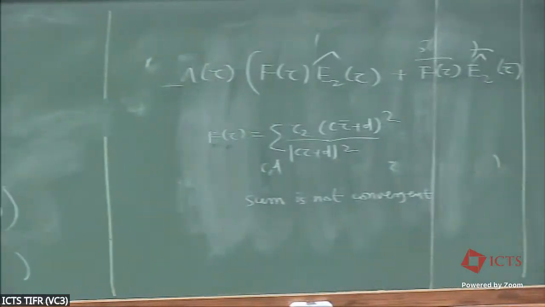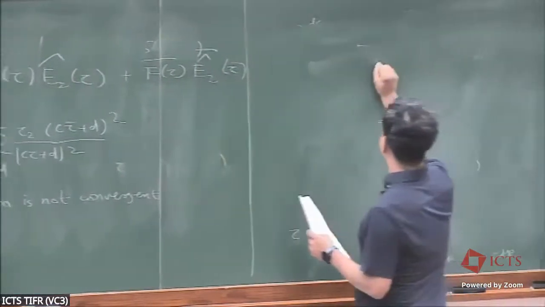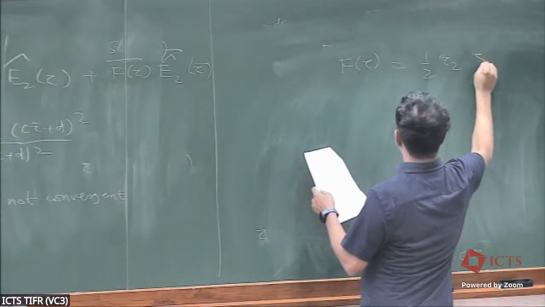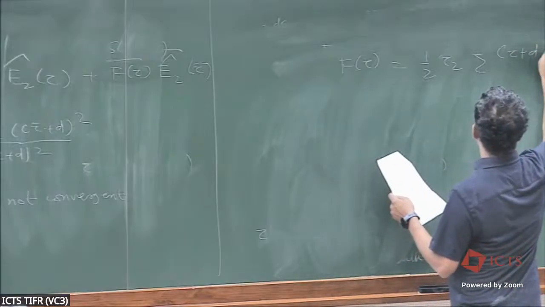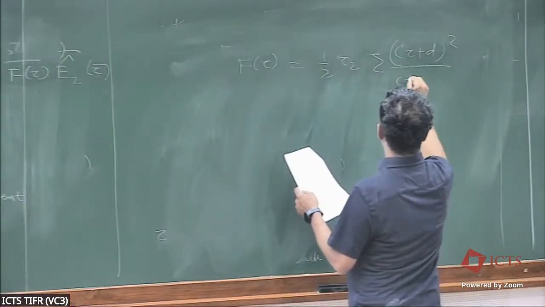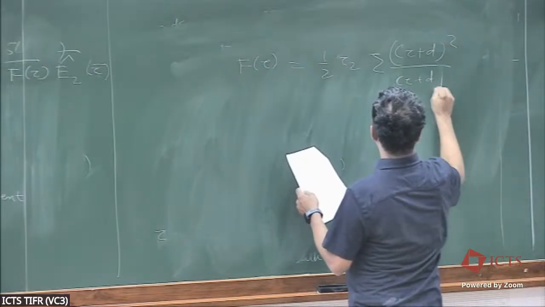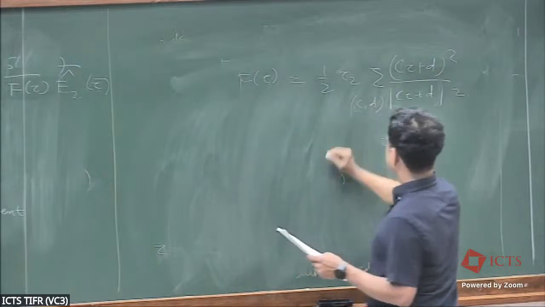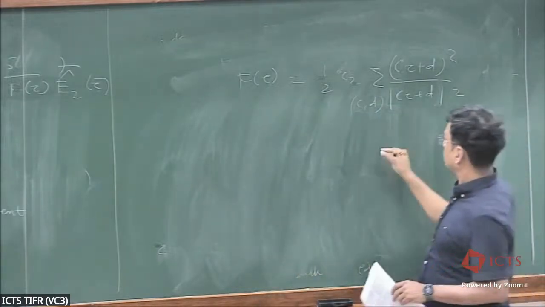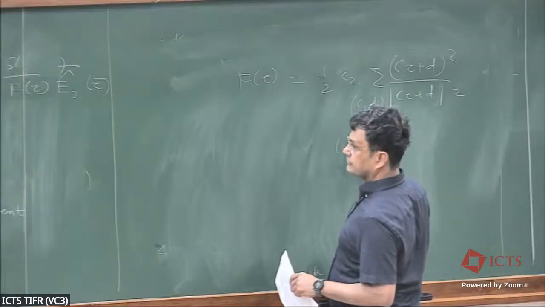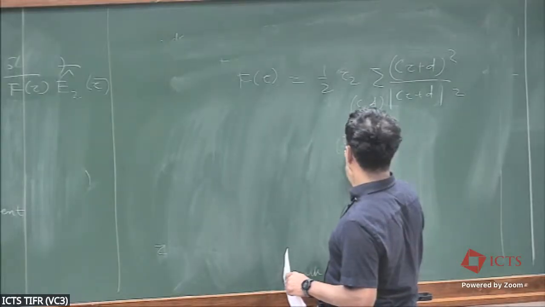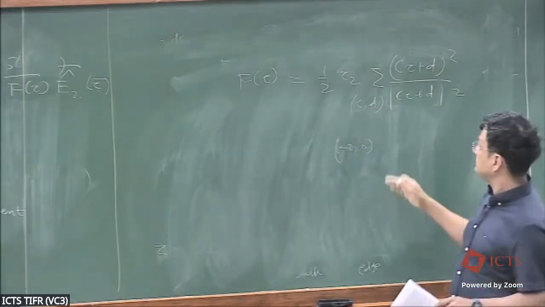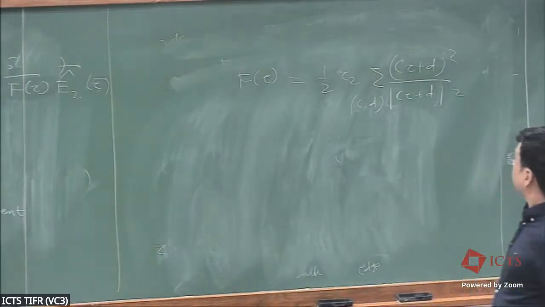So it turns out, let's define this function f of tau, a sum over c, d. So this will transform as (0, -2), that we want, or (-2, 0). It has the right transformation properties. But the point is that it's not convergent. So we need to regularize it.